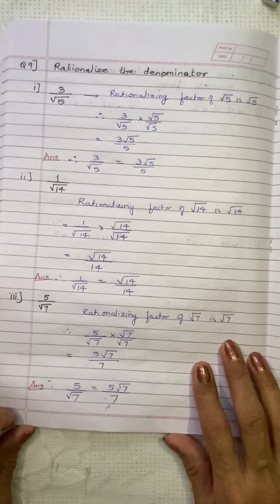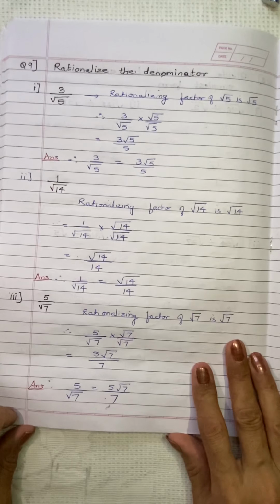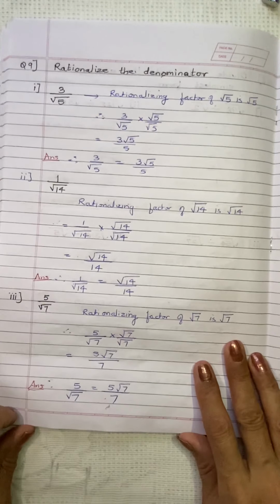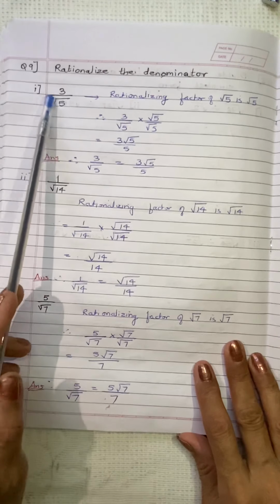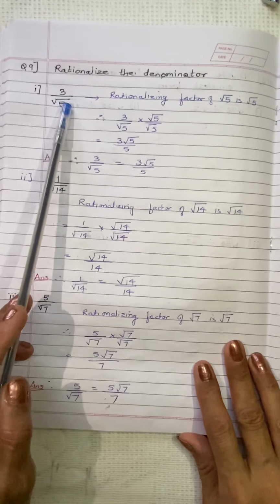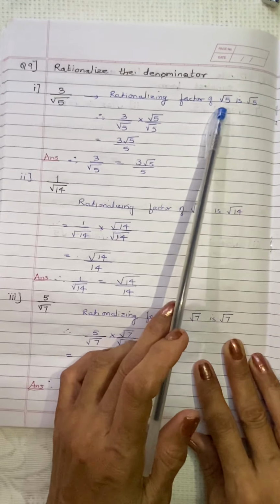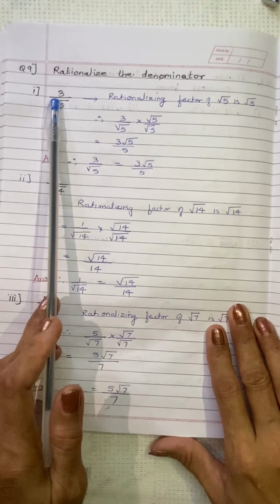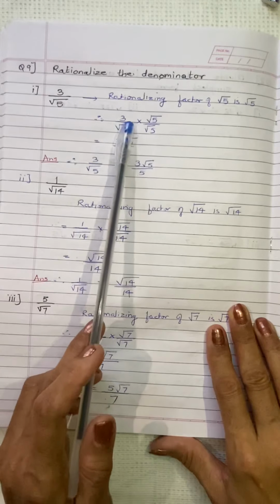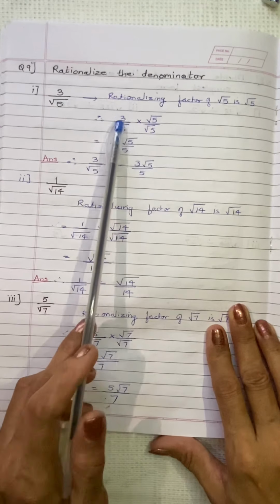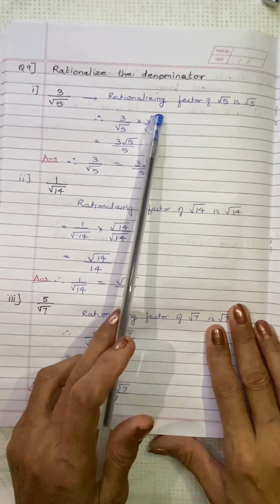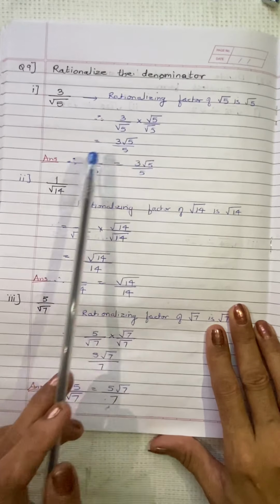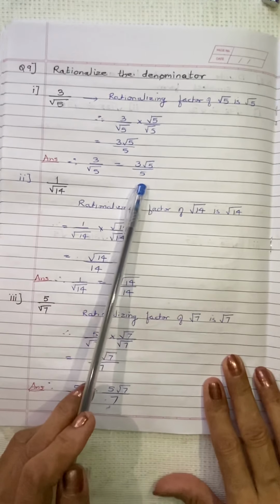Now rationalize the denominator. Rationalization is the process of eliminating a radical from the denominator of an algebraic expression. You have to remove the radical from the denominator of an algebraic expression. So rationalizing factor of root 5 is root 5. Okay, we need to remove the root from the denominator, that is the radical. So root 3 upon root 5, we need to multiply it with root 5 only. So root 3 upon root 5 into root 5 upon root 5, because root 5 into root 5 gives us 5 and 3 root 5. So the answer is 3 root 5 upon 5.